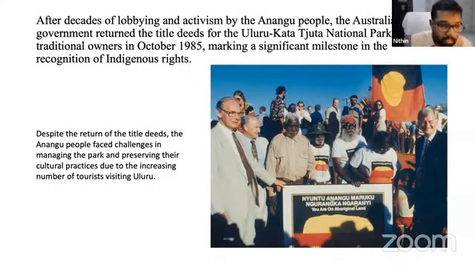Here, despite the return of the title deeds, the Anangu people face challenges in managing the park and preserving their cultural practices due to the increasing number of visiting tourists. Even though in 1985 the land title deeds were given to the Aboriginals, the tourists did not stop coming, and this only ended in 2019. So from 1985 to 2019, it took such a long period to reach a place where the Anangu people finally got the land for themselves.